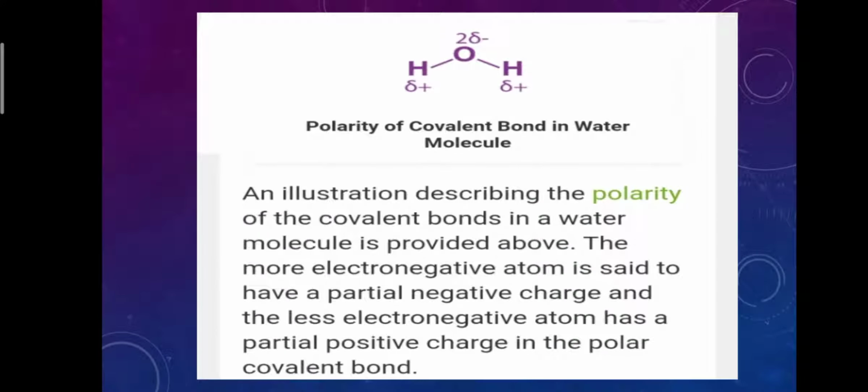Polarity of covalent bond in water molecules. An illustration describing the polarity of the covalent bonds in a water molecule is provided above. The more electronegative atom is said to have a partial negative charge and the less electronegative atom has a partial positive charge in the polar covalent bond.